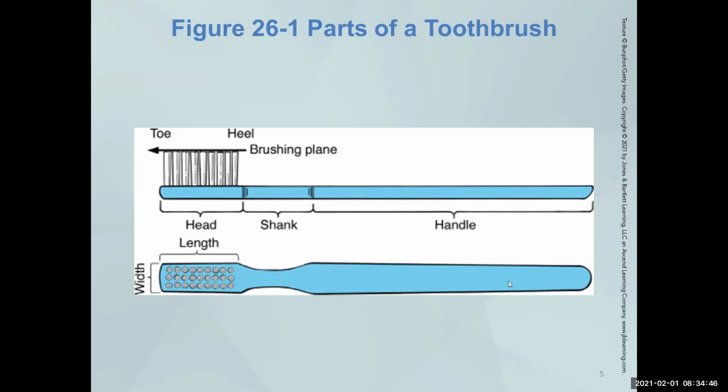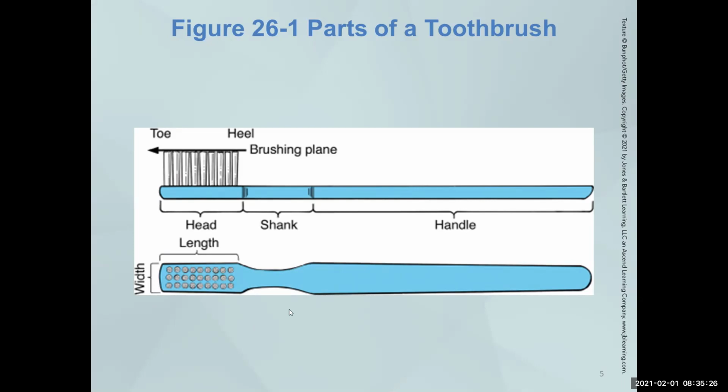You want the handle to be large enough to be able to grip. You want some sort of texturing. What is the texturing called on your instrument handles? Knurling. Knurling, exactly. Because if your hands get wet, you don't want them slipping. You want a shank here to be able to get better access. You want a narrow width so it can reach the back area where your cheeks are tight. And you want a rounded head as well, so you're not poking.